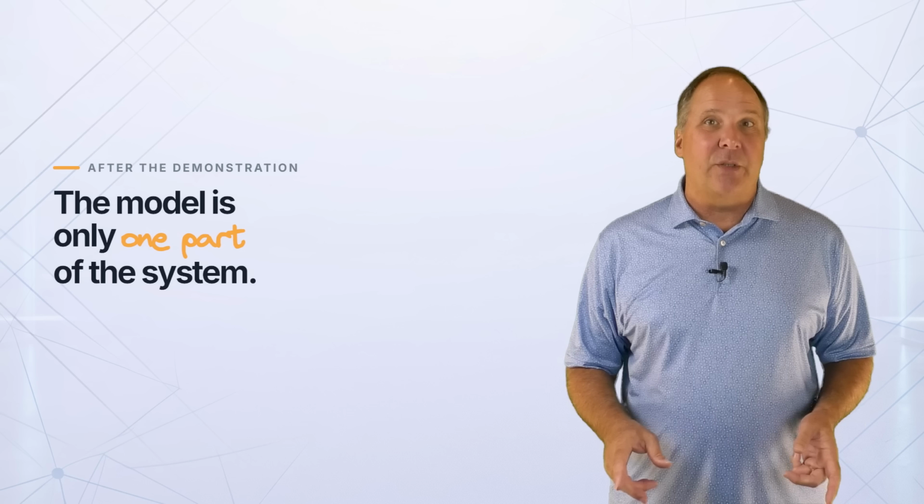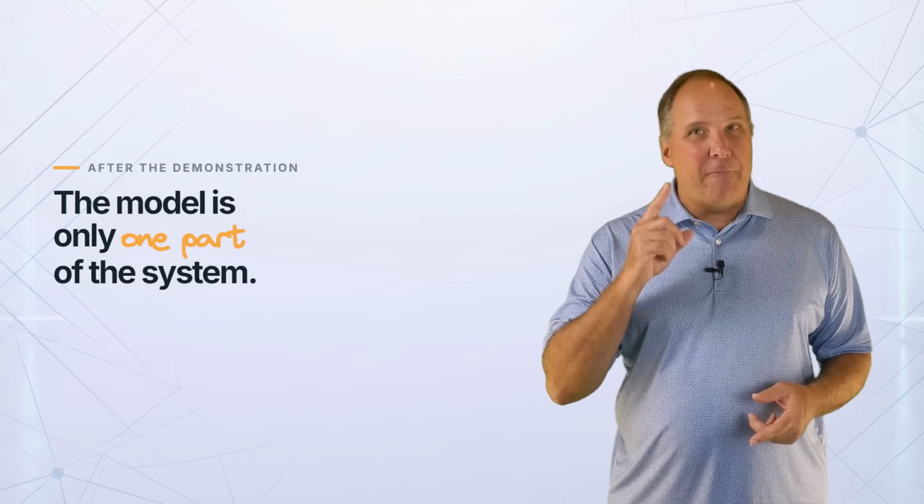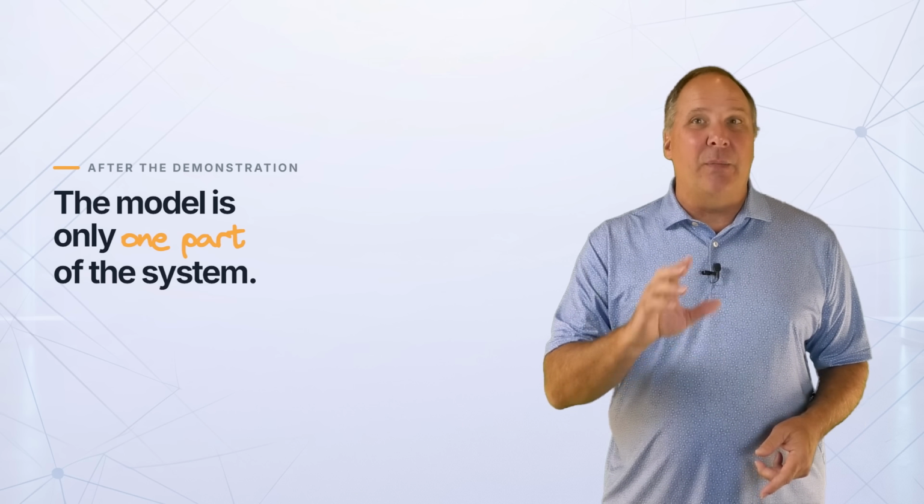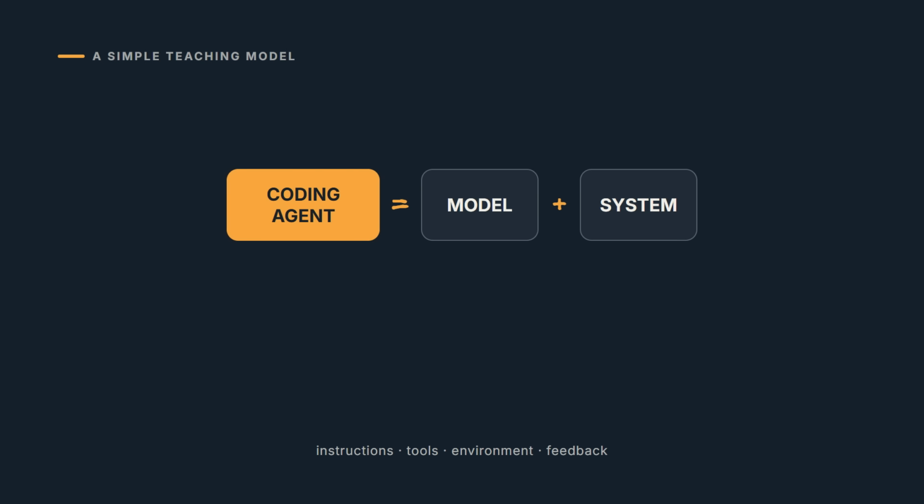Now, a coding agent can work towards a verified outcome because the model is only one part of a larger system. We can now point to 5 parts of that system in the run we just watched. For this course, I'm going to use a simple teaching model: coding agent plus model plus instructions plus tools plus environment plus a feedback loop. It's very important.